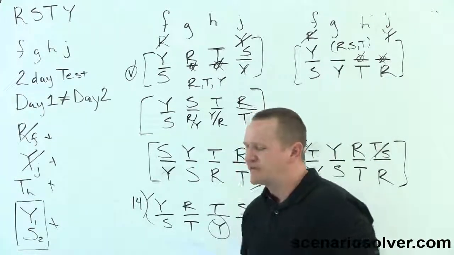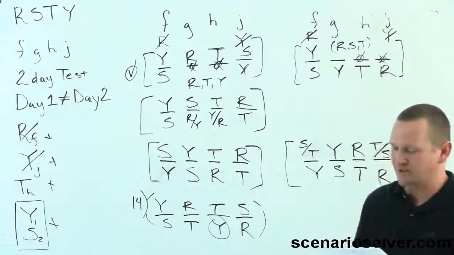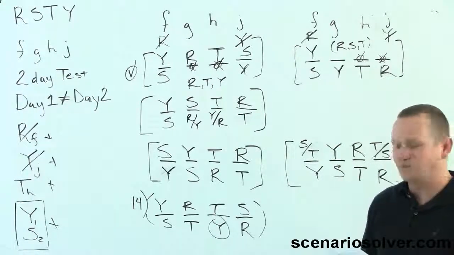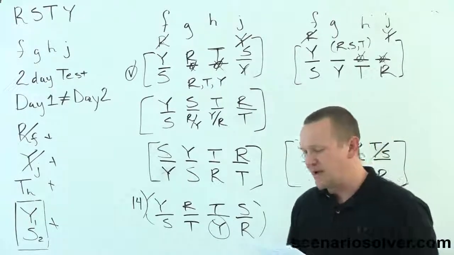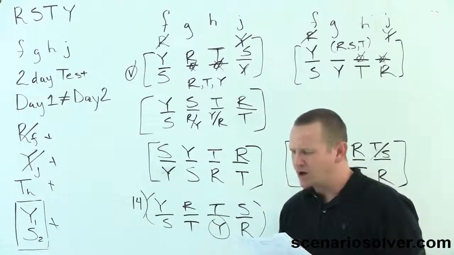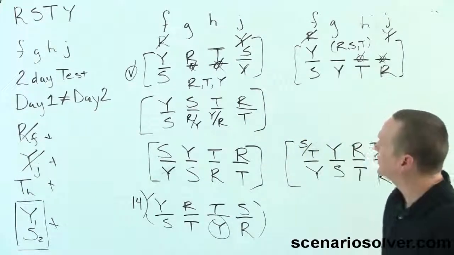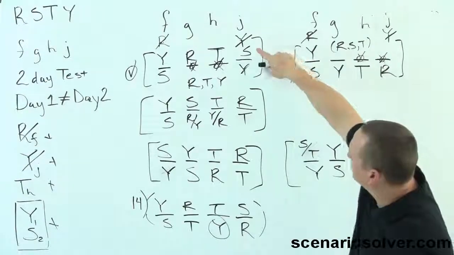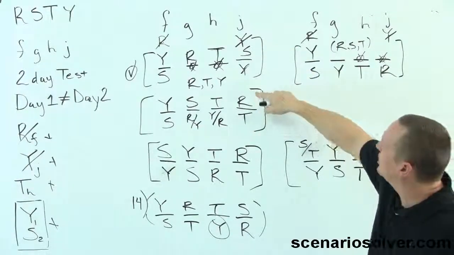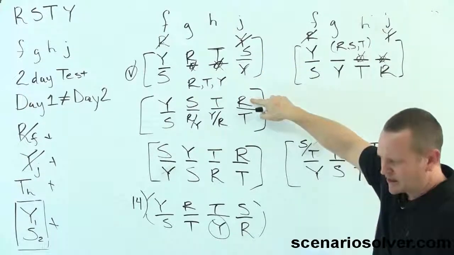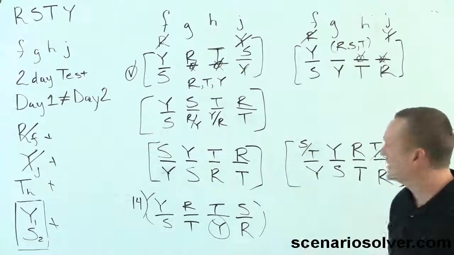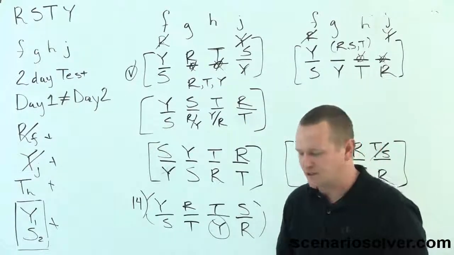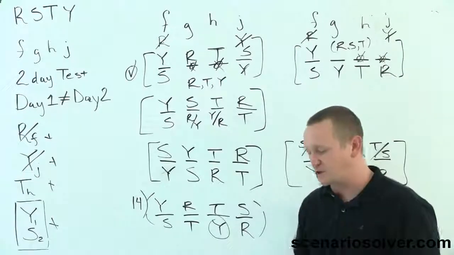15. Any of the following could be true except. Could be true except basically means cannot be true. A, R tests J on the first day. So let's just take a look. Well, in our second scenario, R is actually testing J on the first day. Therefore, that could be true. As such, it's not the answer to the question because we're looking for what cannot be true.